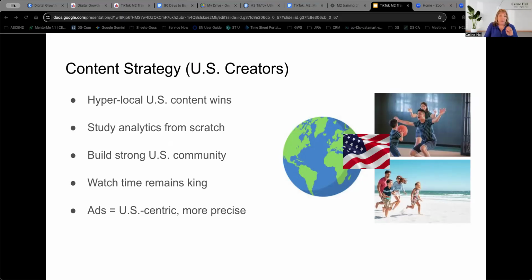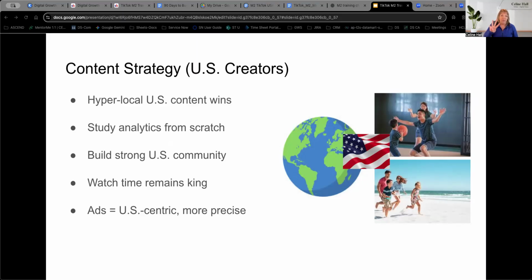Number three, community building. With the borders closed in this software, you can't rely on global audiences to fuel your growth. You have to focus on building strong, loyal US communities. Okay? So that's why your content needs to be US local and all about your community. I would do research about what is happening in your community and do content around that.